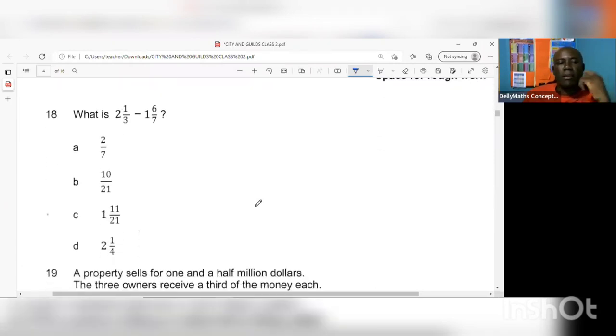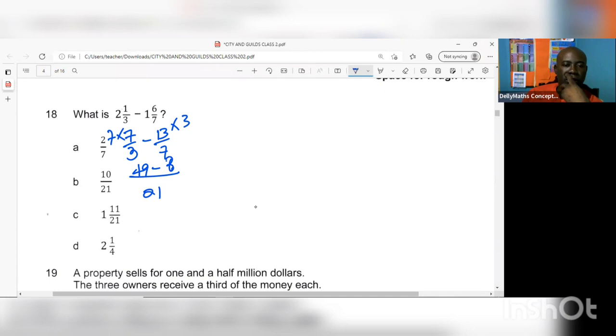Fraction again, improper fraction. This is 7 thirds minus 13 sevenths. 21 could work. 3 into the 21 is 7 times. 7 times 7 is 49. 7 into the 21 is 3 times. 3 times that is actually 39. So that is 10 over 21, and it is right here.